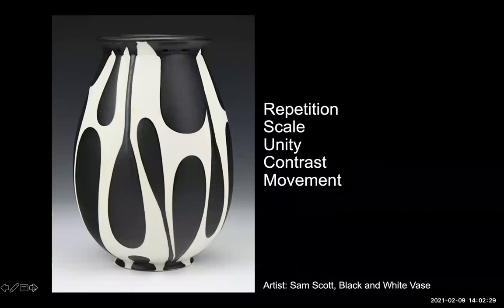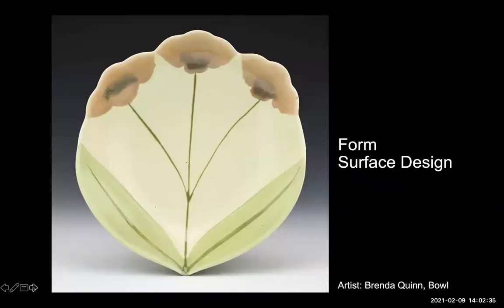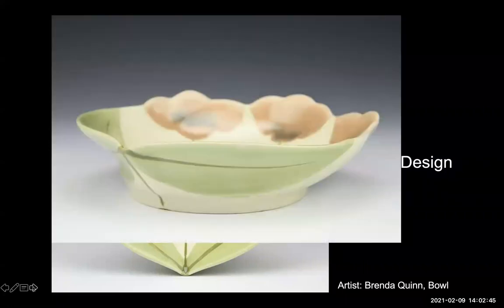While the all-over pattern of this piece may not provide a single focal area, it does emphasize the bulbous shape of the vessel. In this piece, the surface design of the flowers is emphasized by the form of the bowl, and the form of the bowl is emphasized by the surface design simultaneously. The surface design is accentuated by the alteration of the rim to mimic the flowers as well as a pinched alteration to mimic the shape of the leaves.